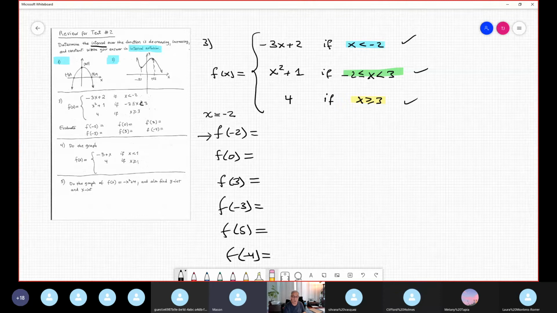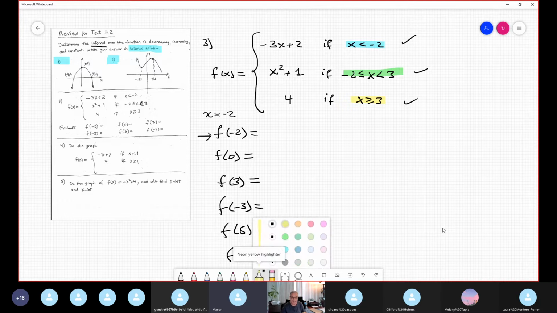This is confusing, I know. It's confusing because we have negative 2 here and negative 2 there. But I make a decision. Is negative 2 in the blue part or in the green part? In the green, because it's equal. So negative 2 belongs to the green interval. Therefore, I select the green expression. It is this.